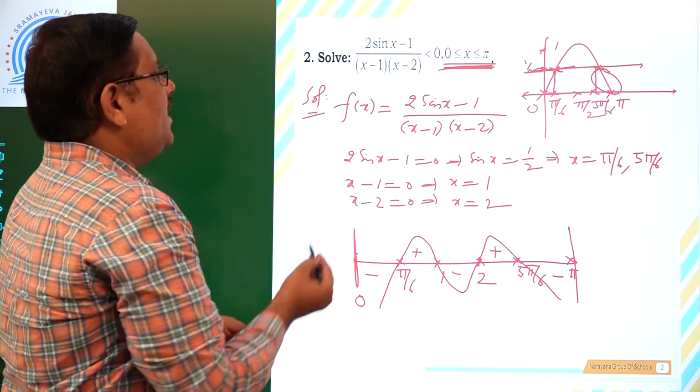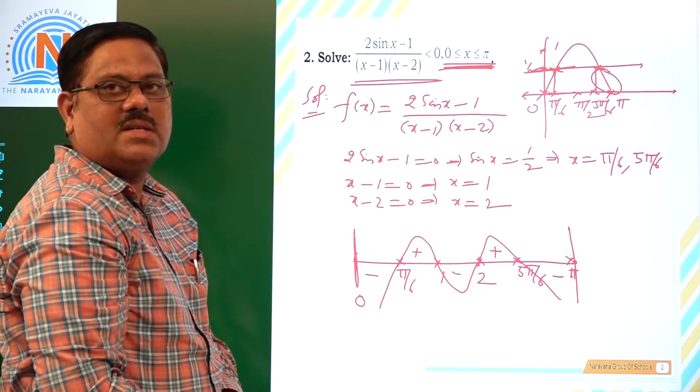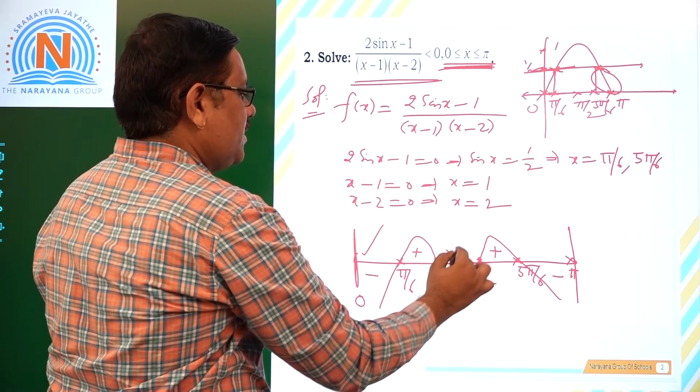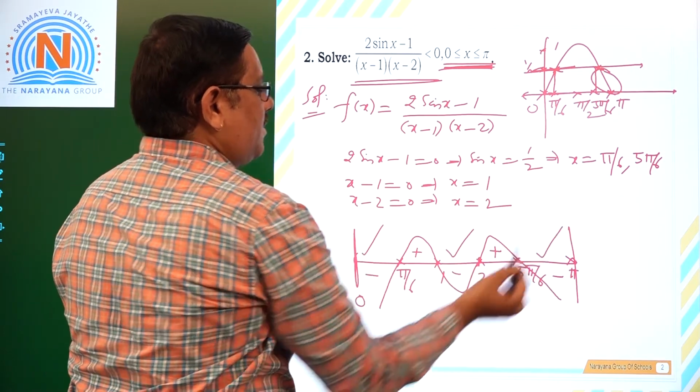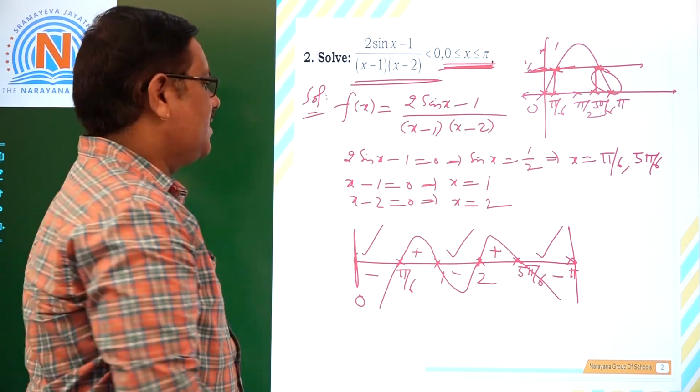Now, what is the question saying? It says f(x) is less than 0. Less than 0 means this region, as well as this region, and this region. The combination of these three regions is the required answer for us.